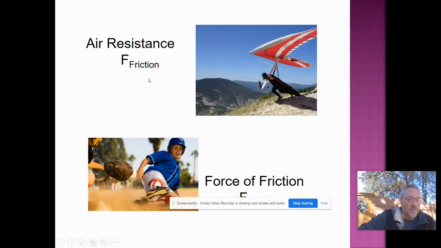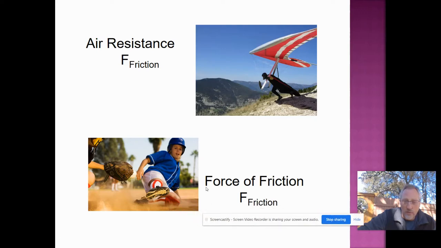Air resistance is friction. This guy sliding into second base is stopping because of friction. Imagine if there was no friction: he would slide into the outfield, he would slide through the wall, he would slide right off the planet Earth. So friction is kind of a good thing. Friction slows us down.